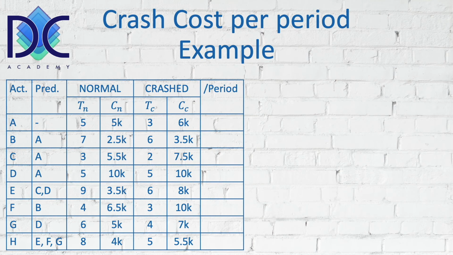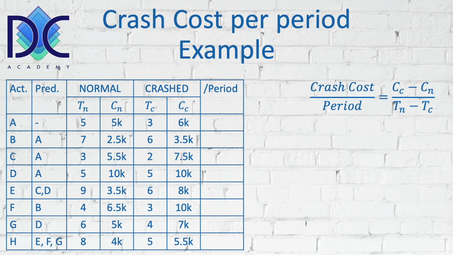Let's look at the example project that we are going to discuss here. Here we have a table with the activities, the predecessors, and the normal and the crashed parameters, and then I put there slash per period to save some space. This is the crash cost per period that we're going to calculate. We start with, of course, activity A. The formula is the same: crash cost per period is the difference in cost divided by the difference in duration.